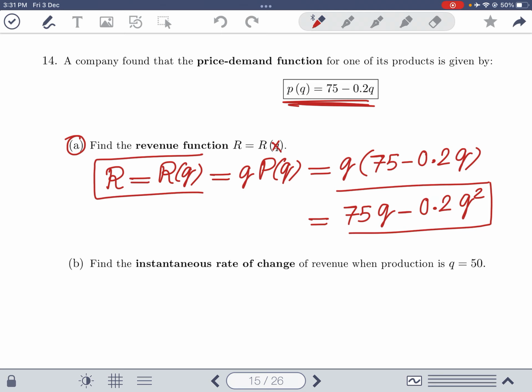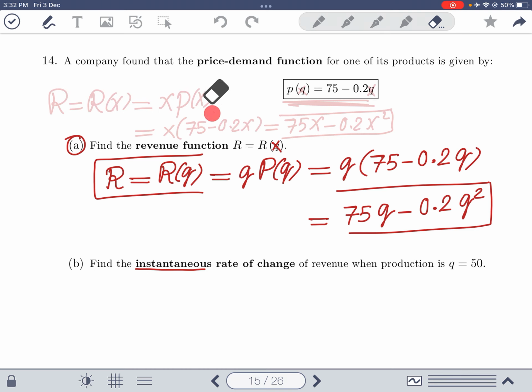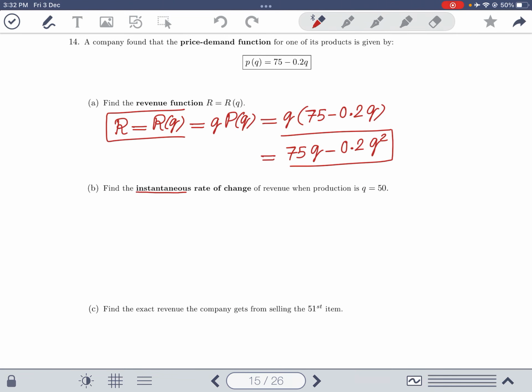In fact, usually we write R in terms of Q, but sometimes you might have it in terms of X. If this is given in terms of X, the price, then you'll have the revenue as a function of X will be X times P of X. So it will be X times 75 minus 0.2X, which is 75X minus 0.2X squared. And if you want in part B to take derivatives, then you take it with respect to X. But because everything is given in terms of Q, we will do everything in terms of Q. Just to let you know from the beginning, I'll use Q now as my independent variable.